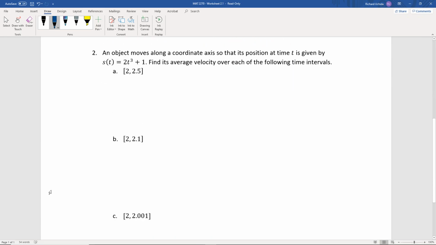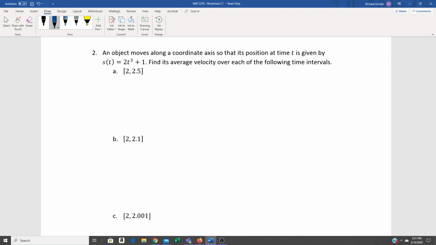Now for the next question, it says an object moves along a coordinate axis so that its position at time t is given by s(t) = 2t³ + 1, and you're to find its average velocity over each of the following time intervals. One of the main things I've noticed when I was grading this question is that people were rounding in the middle steps. You should make sure that you do not round until the very end.